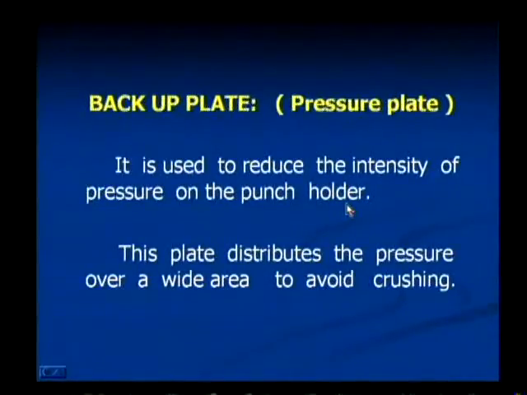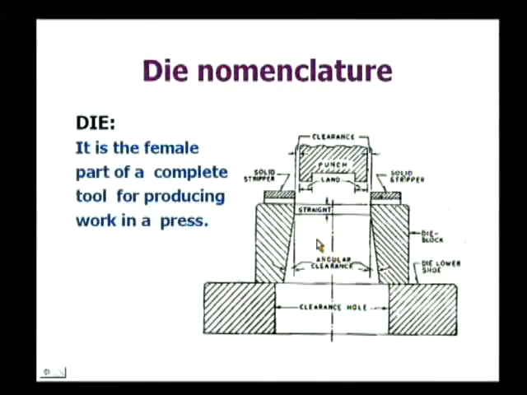As the whole force is transmitted through the punch, unless sufficient precaution is taken, the punch may also punch into the holder on the other side. So, to prevent this, a plate is required at the back side of the punch, so as to take up the pressure, which distributes the pressure properly and avoids crushing. And now let us discuss the nomenclature of die.